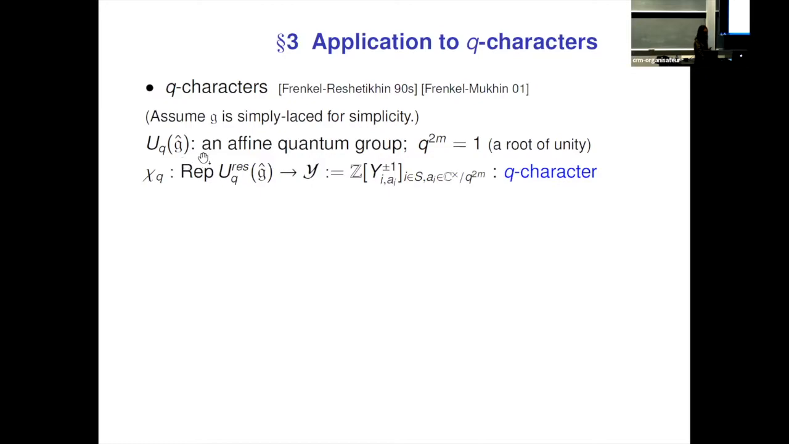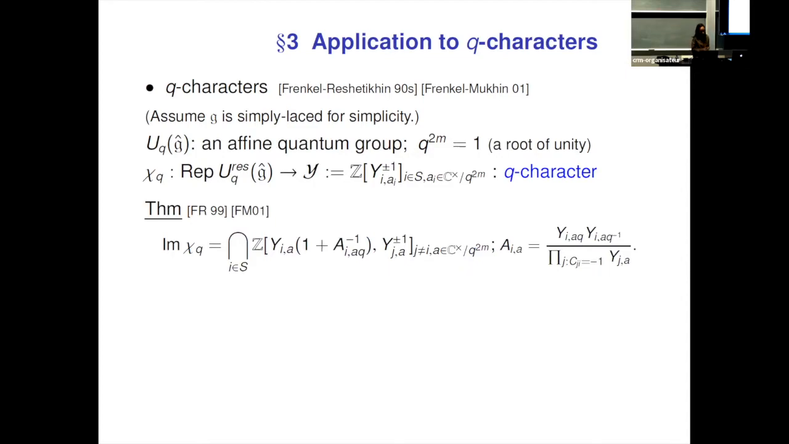Consider U_q(ĝ), where ĝ is the untwisted affine Lie algebra, for the affine quantum group with q^{2m} = 1. This is the root of unity case. And we can define a q-character map from the Grothendieck ring of the category of finite-dimensional representations. In this case, it is some restricted representation. It maps to the Laurent polynomial ring generated by the variables Y. So Y has two indices: i belongs to the rank set, and a is a non-zero complex number modulo q^{2m}. This is called the q-character map.